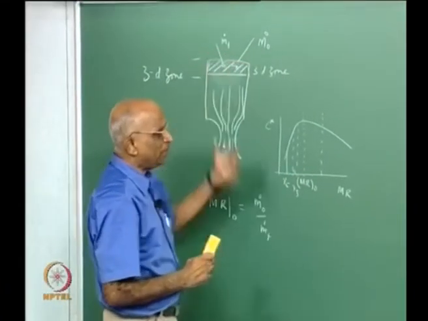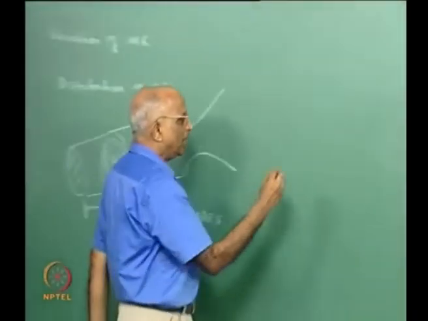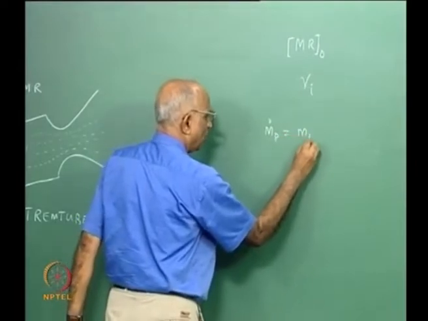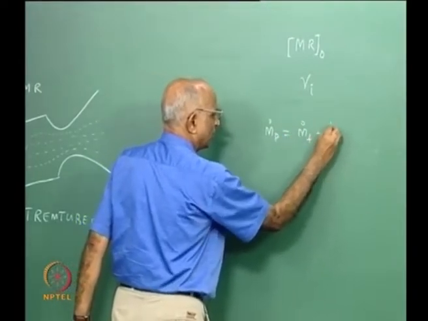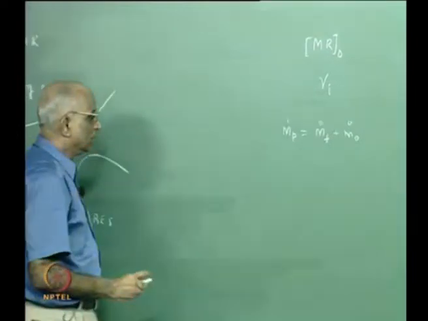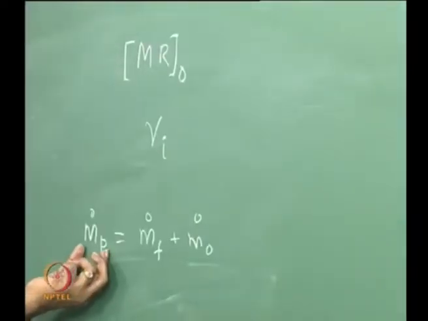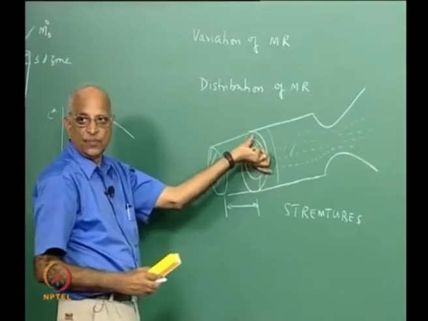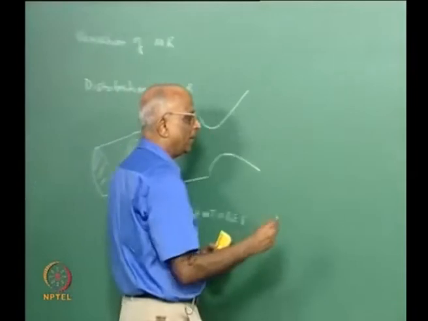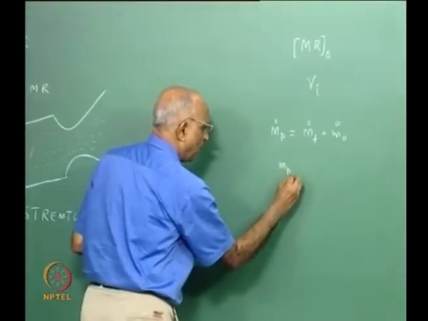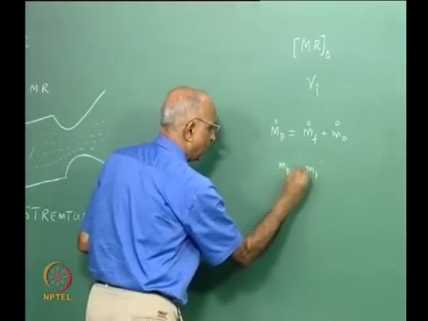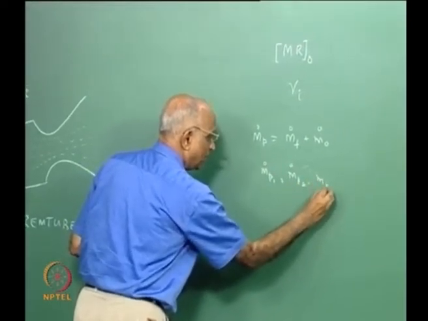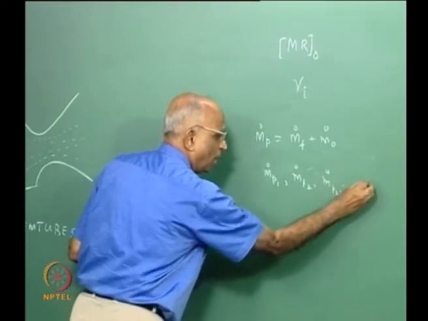The total propellant which is injected is equal to m_p dot, so many kilograms per second, which is equal to m of fuel plus m of oxidizer. Now, the total quantity of propellant which is injected is shared between the different stream tubes. Let us say stream tube 1 has a mass of propellant m_p1 dot, m_p dot 2 in the second stream tube, m_p dot 3 in the third stream tube, and so on.